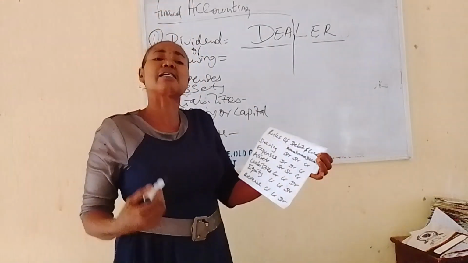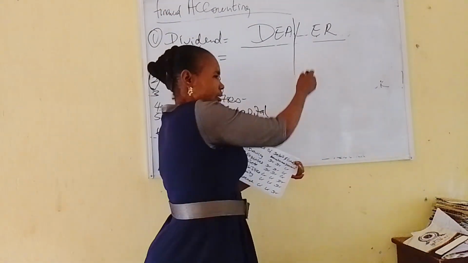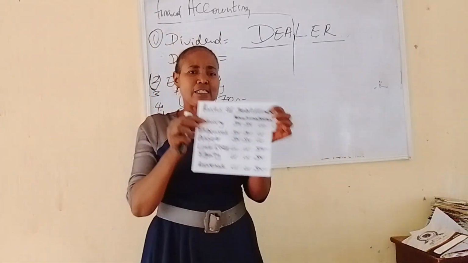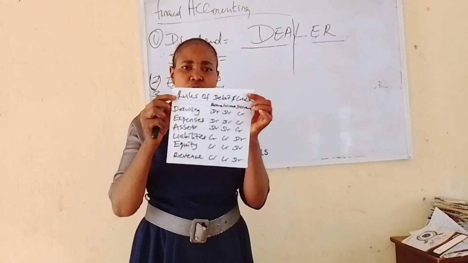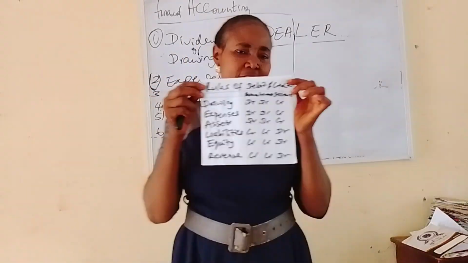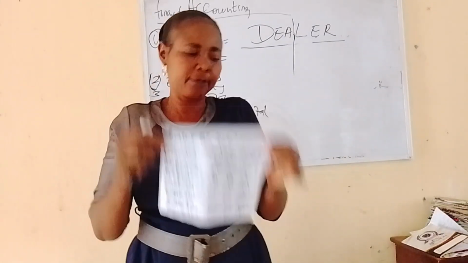Revenue. Anything that increases revenue, you credit, and anything that decreases it, you debit. You can see it like this. You can take a screenshot. This is the rule. You are going to start the posting now. Take a screenshot. Okay.